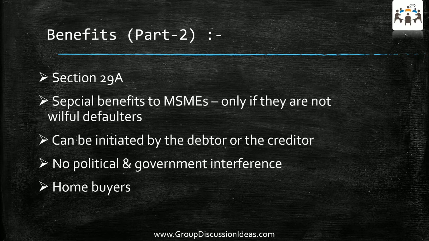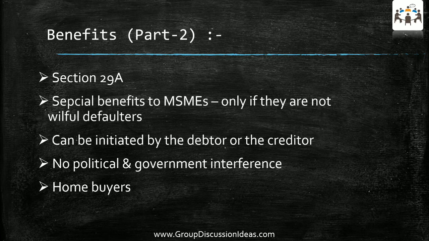Most of the time, owners of the companies that are referred to NCLT try to buy their own companies. To avoid this, IBC has a section 29A which bars these owners from buying their own companies. And IBC gave special benefits to medium, small, and micro industries to encourage them, only if they are not willful defaulters.